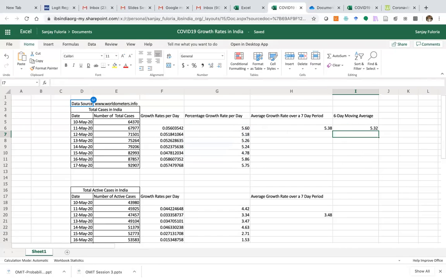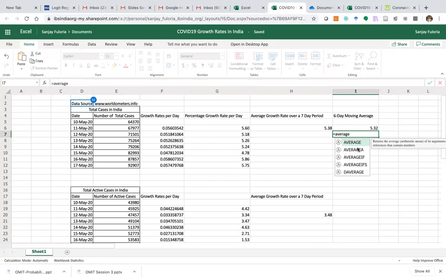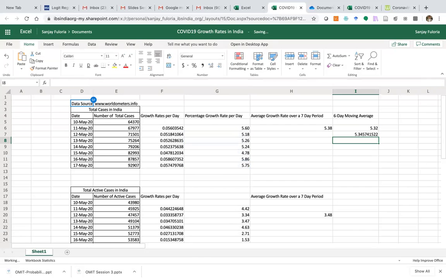Now what happens in a moving average? You leave out the first day. Suppose tomorrow you will leave out the first day which was there in the previous calculation. So this moving average is on 16th May. Suppose you have to find the moving average for 17th May. You will leave out the data for 11th May. So again, you will find the average, but you will leave out the first day that was used in the calculation. So now the 6-day moving average has come to 5.35%.